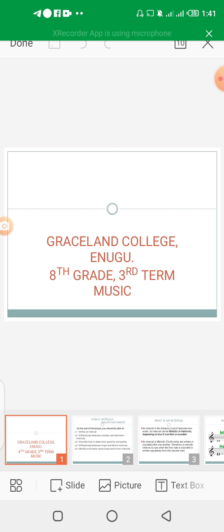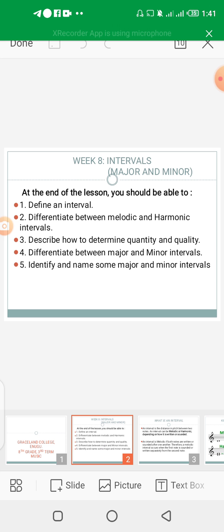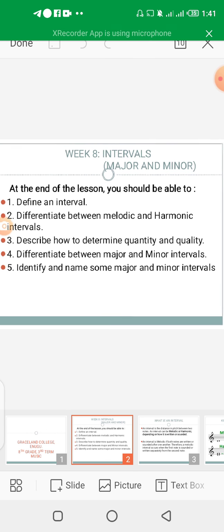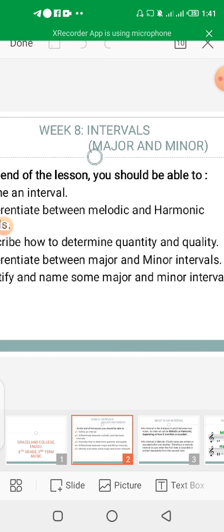Enharmonic notes are notes that bear different names but the same sound. Now this week we shall be treating intervals, the major and minor intervals.